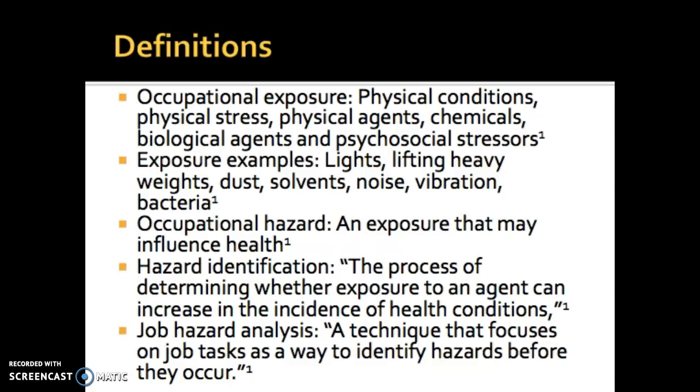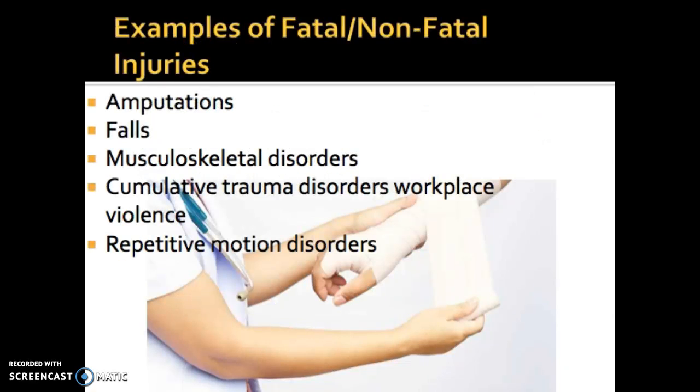And last but not least, job hazard analysis is a technique that focuses on job tasks as a way to identify hazards before they even occur. Alrighty, with that being said, the cause of morbidity, mortality, and injury in the United States is strongly related to occupation and is caused by hazards within the workforce. Examples of fatal and non-fatal injuries related to occupational health include amputations, falls, musculoskeletal disorders, trauma disorders, workplace violence, and repetitive motion disorders. The types of occupational injuries can be either intentional, unintentional, or traumatic.